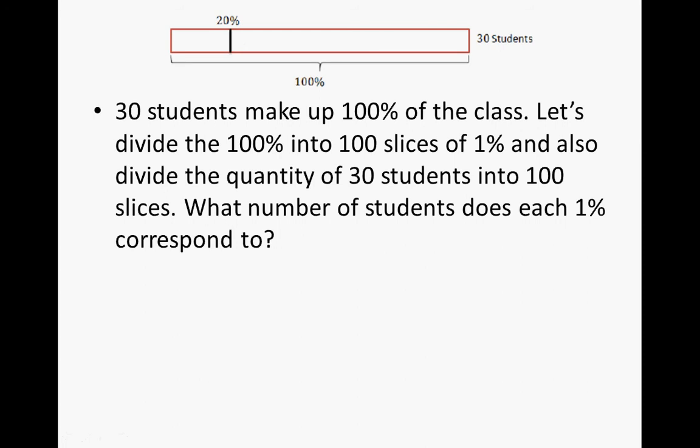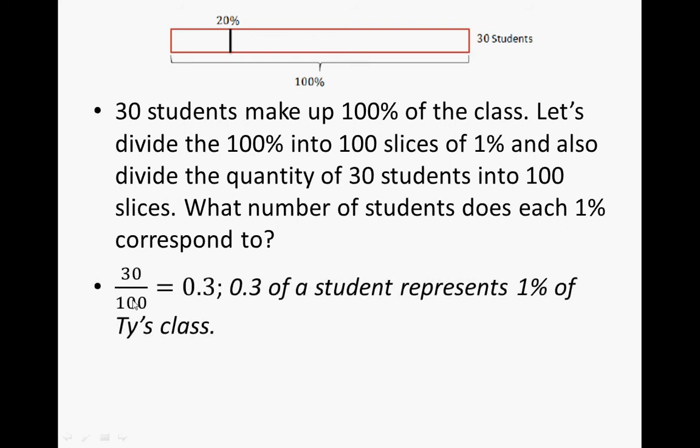Let's divide the 100% into 100 slices of 1% and also divide the quantity of 30 students into 100 slices. What number of students does each 1% correspond to? So if we divide this into 100 pieces, we're also dividing 30 students into 100 pieces, which sounds a little sick, but that's not what we're talking about. So in this case, 30 divided by 100 is 0.3. So 0.3 of a student represents 1% of Ty's class.